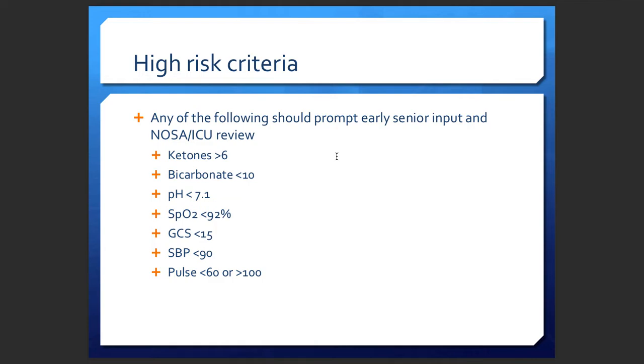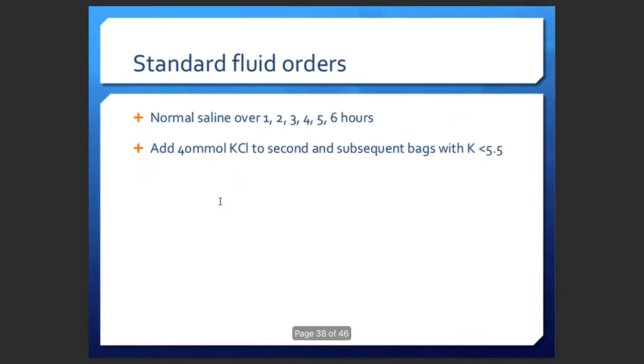As I had already said about some of those criteria for the risk categories, low, medium, and high risk, how do you differentiate the high risk patients? As I was telling, ketones, if more than 6, high risk. Similarly for bicarbonate, less than 10. The pH less than 7.1 or 7, or even SpO2 less than 92, and of course the Glasgow Coma Scale, if it is less than 15, you've got to be careful.